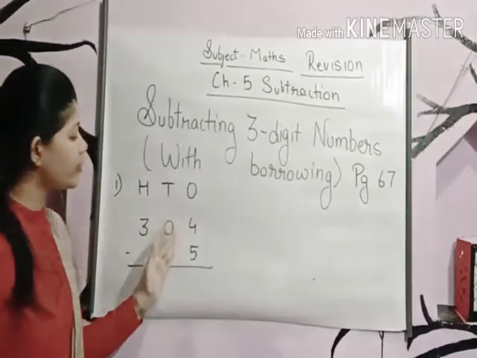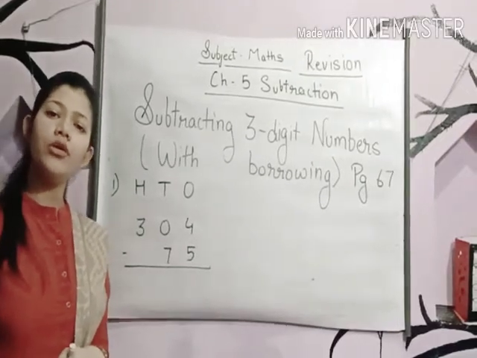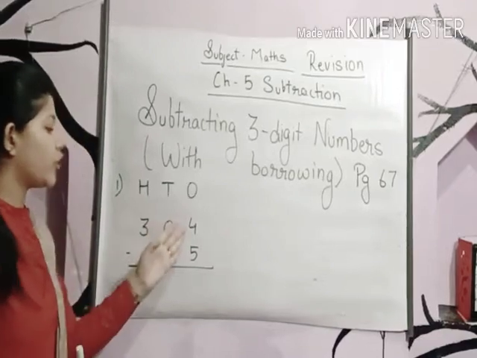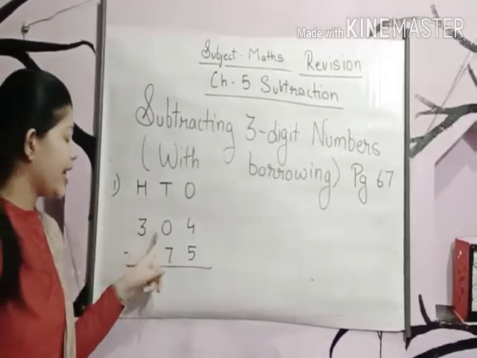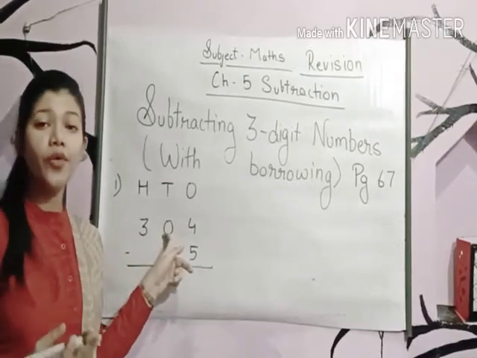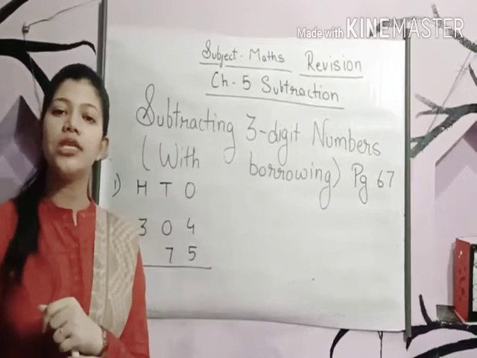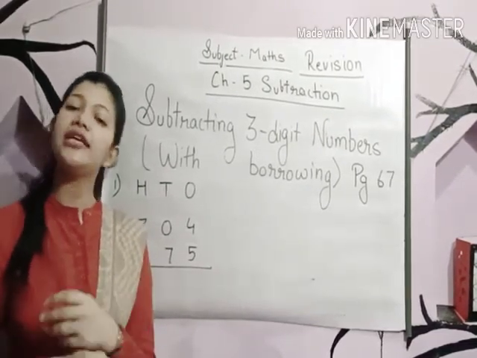Now, 4 minus 5 is equal to... can we subtract 5 from 4? Again the same problem, we cannot subtract. So what we will do, we will knock the tens door. Now see, in tens there is a number 0. We cannot take a single number from 0, as 0 means absence of something.